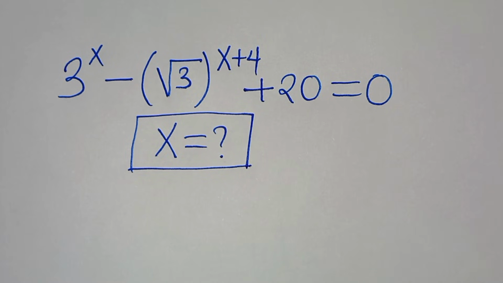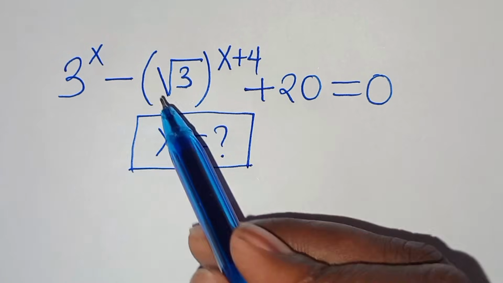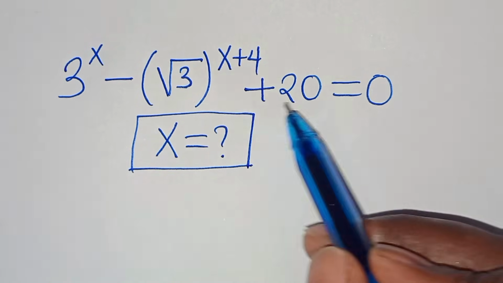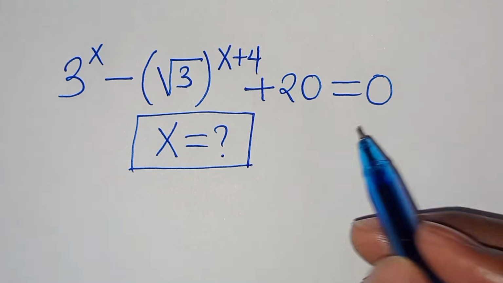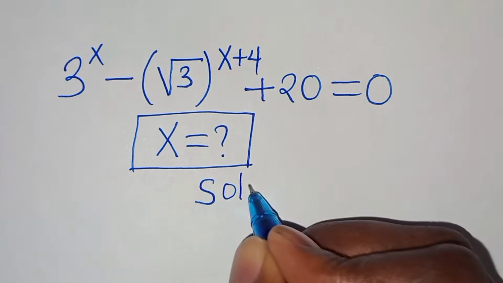Hello everyone, you're welcome to solve this nice math problem: 3 to the power of x minus the square root of 3 raised to the power of x plus 4, plus 20, is equal to 0. So what is the value of x? Now let's provide a solution from here.